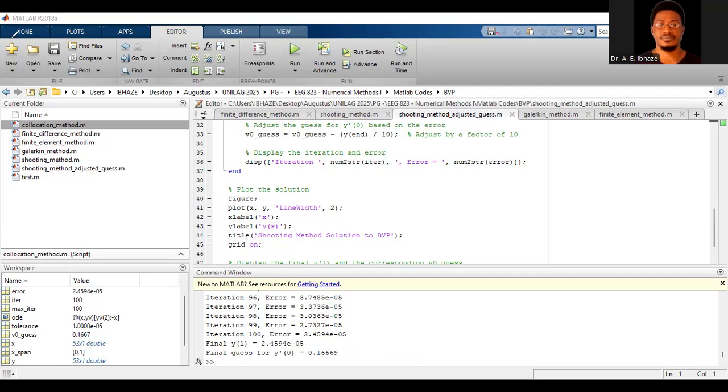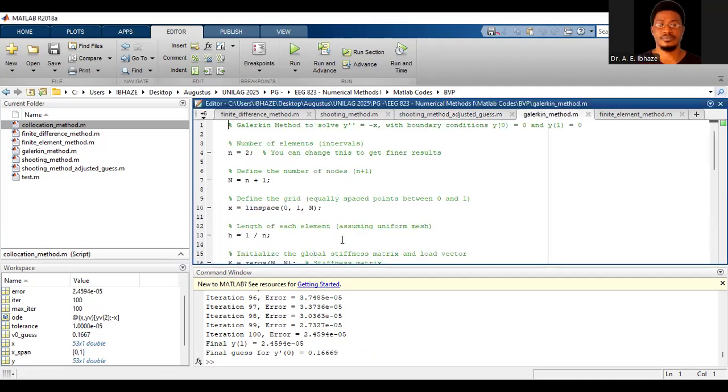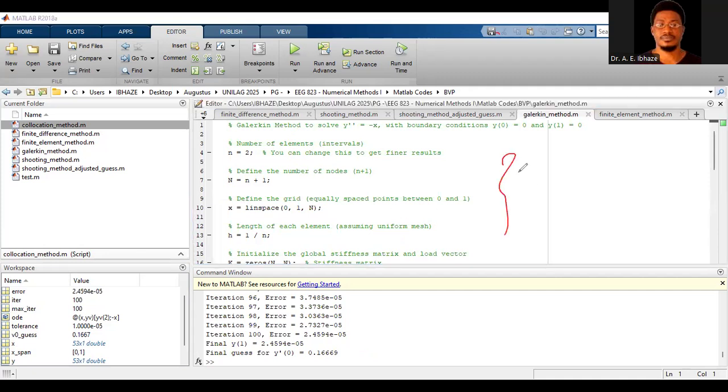Now, another interesting method that is considered here is the Galerkin's method. In considering the Galerkin's method, this method approximates the solution as a series of basis functions, such that y of x is the same as the sum over i from 1 to n of c sub i, phi sub i of x, where the phi sub i's are chosen basis functions that satisfy the boundary conditions.